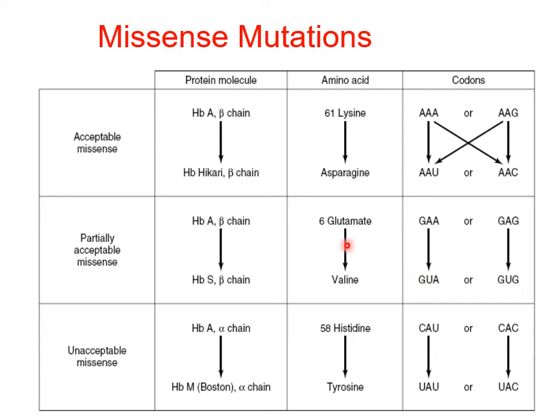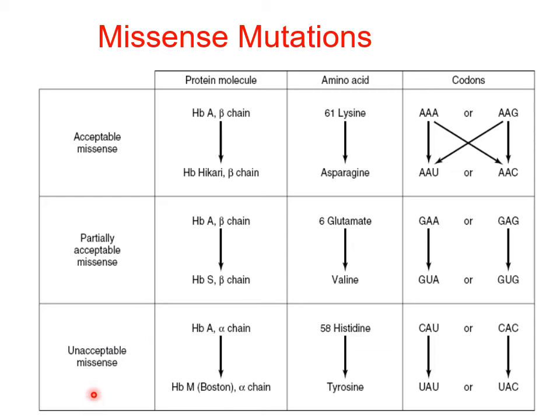Now the glutamate is a polar amino acid, whereas valine is a non-polar amino acid. So this has resulted in the alteration in the functioning of the hemoglobin. So here the hemoglobin is not totally non-functional, but it is partially functional. At high altitudes and in the deoxyhemoglobin state, there is sickling of the RBCs. So that is the partially acceptable missense mutation.